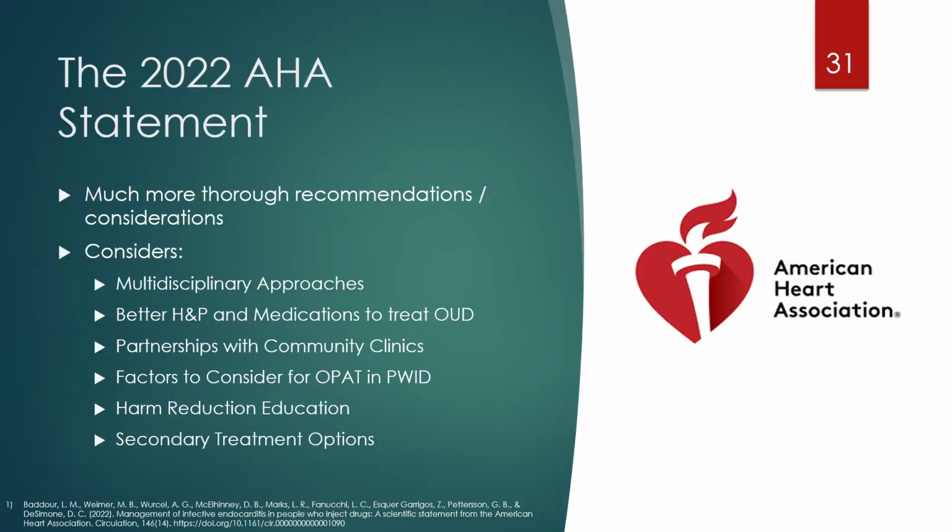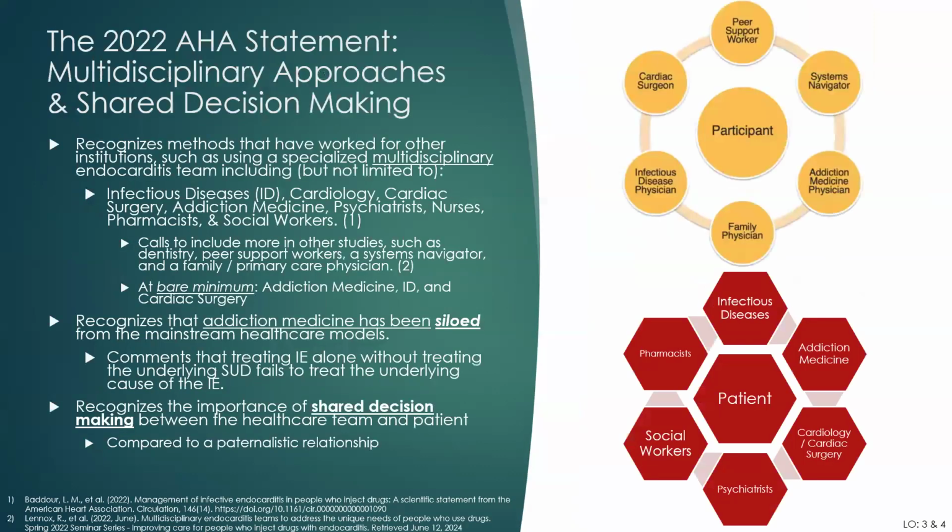It considered a lot of different things that all the other guidelines lacked. It considered multidisciplinary approaches, better history and physical, medications to treat the underlying disorder, partnerships with community clinics, factors considered with OPAT and people who inject drugs, harm reduction education, and secondary treatment options. So they recognize that other hospital systems have found things that work.